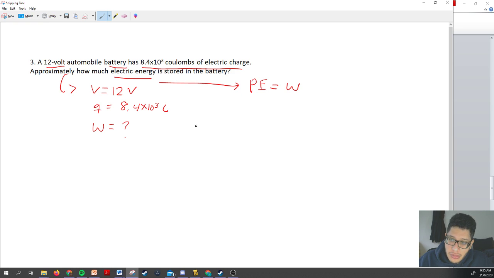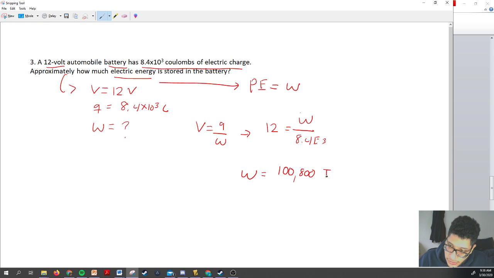So I can set up my problem. V is equal to W over Q, which means 12 is equal to... Ooh, sorry. That is not the right way to write that, because we're solving for my work. So 12 is equal to work over 8.4 E3. And when I solve for my work, I get 100,800 joules. Okay.